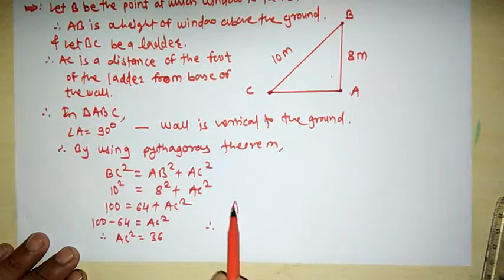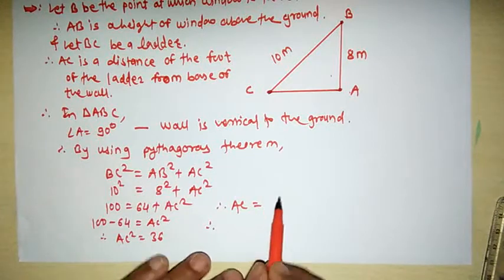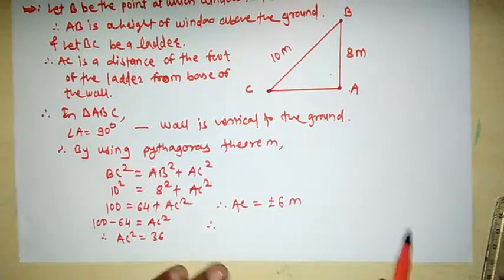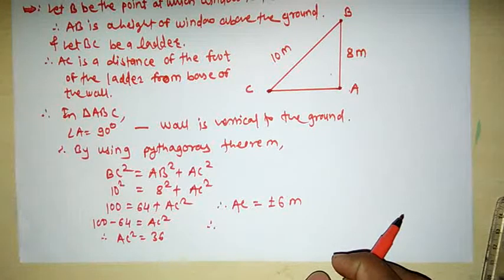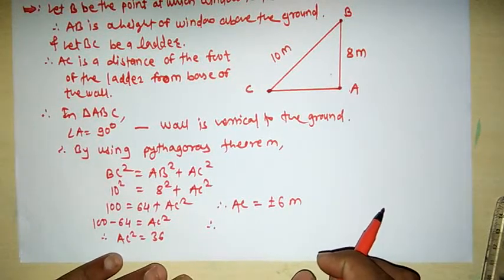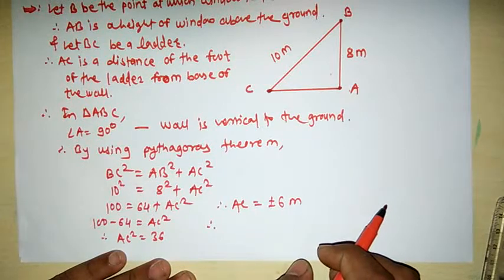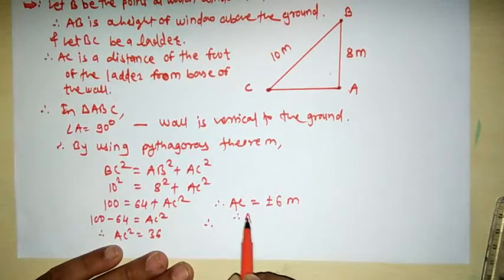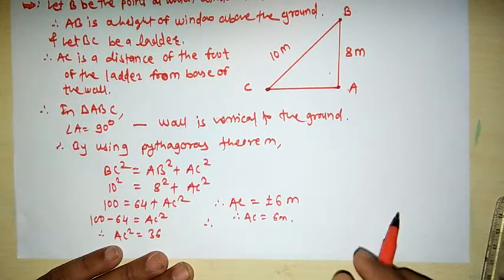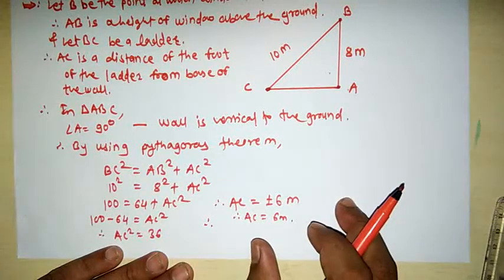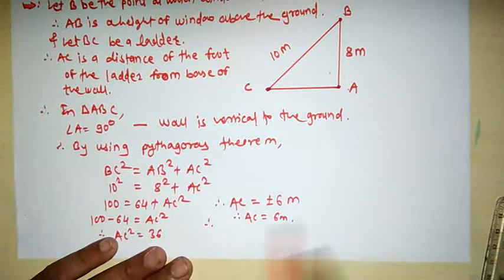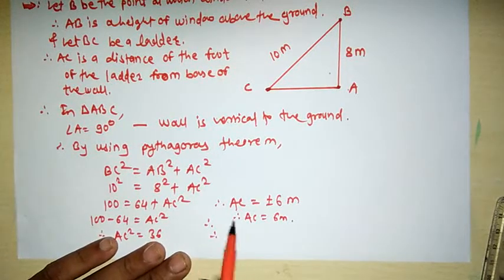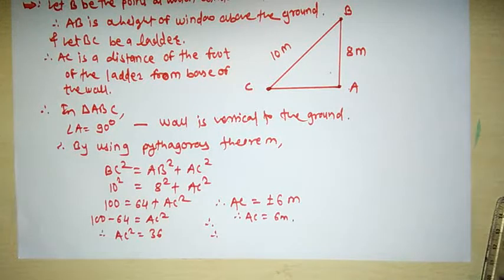Therefore AC is equal to plus minus 6 meter. Here minus we have to neglect because distance can't be negative. Therefore AC is equal to 6 meter. Therefore, write one statement here: the distance of the foot of the ladder from the base of the wall is 6 meter. You have to write this sentence below the answer.